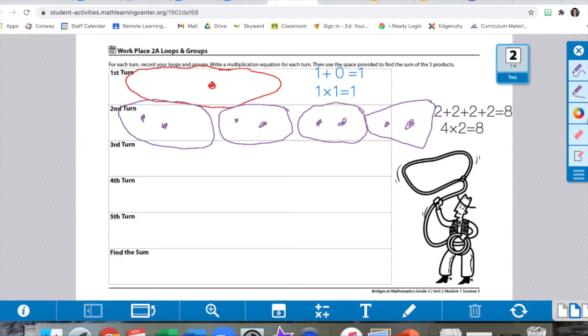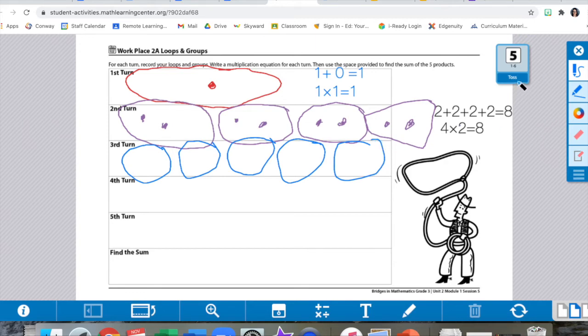Let's roll the dice. 5 groups. And I want a new crayon. I'm changing colors every time so my circles are clear. It's obvious which turn they belong to. Okay, I'm going to draw smaller circles this time. 1, 2, 3, 4, 5. Okay. And I keep forgetting to put the crayon down. There we go. 2 in each of the groups.